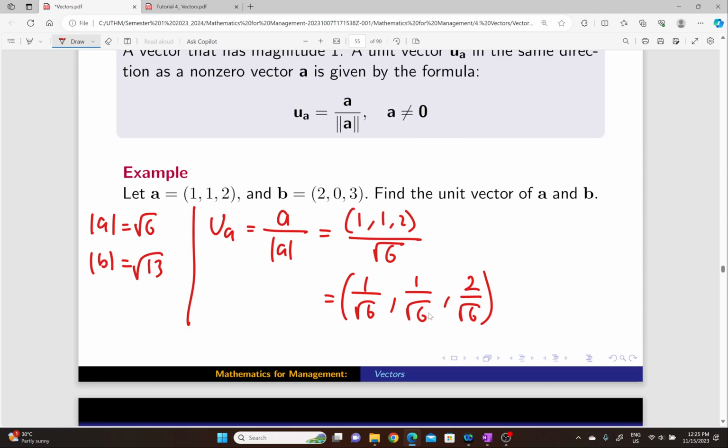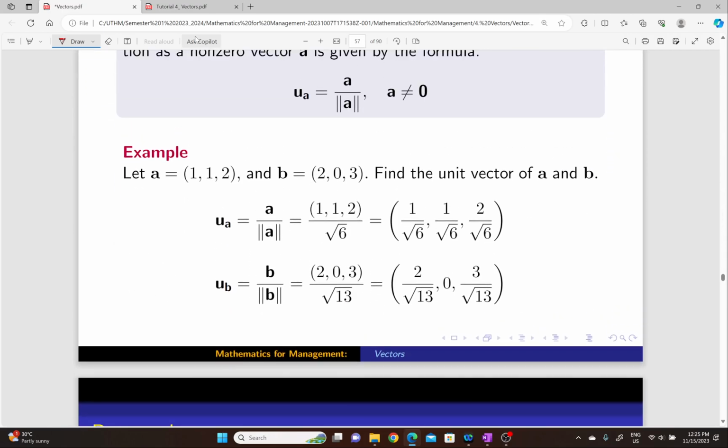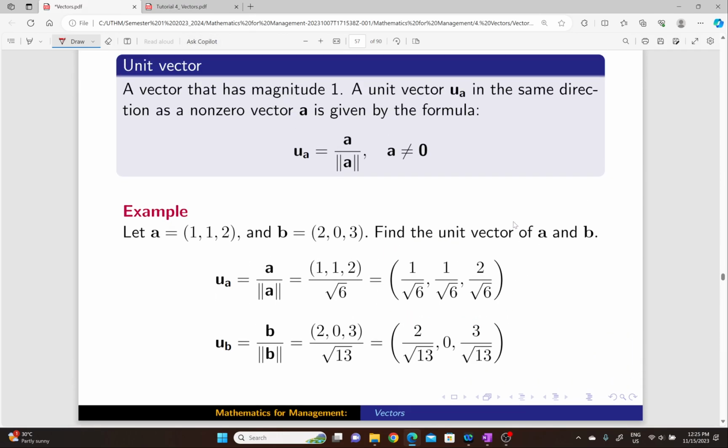Same thing goes for B. You can do the same thing for B. So that is the answer I have given here. This is a unit vector. If you find the length of this, the length is 1.